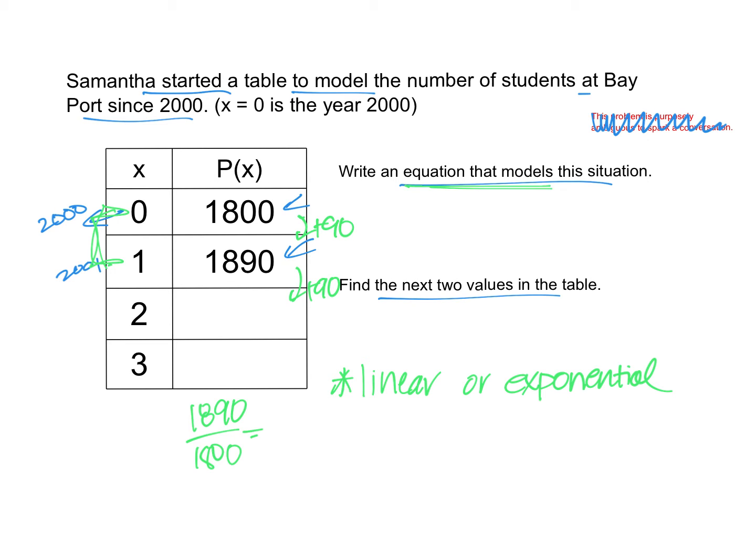And then depending on that, if you said it was linear, your equation would have been y equals 90x plus 1800. If you said it was exponential, then it was multiplying by 1.05. So my equation would have been y equals 1800 times 1.05 to the x power. So it totally depended. I meant to have it like this to get you kind of talking about, well, how are we supposed to know if it's linear or exponential?